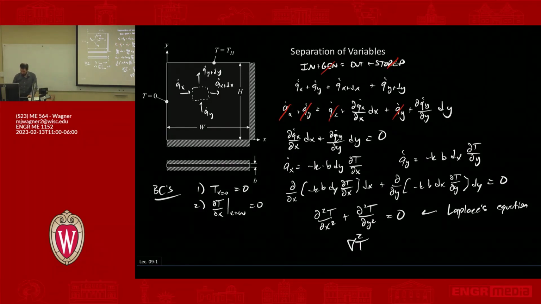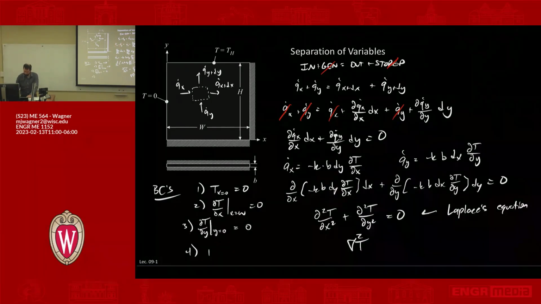Okay, so boundary condition 3. At y equals 0, we have adiabatic, so it's the same thing as 2, but for y. So that would be dT/dy at y equals 0 is equal to 0. And then at 4, we have T at y equals h is equal to T sub h. Four boundary conditions for the ODE, and now we should be good to keep moving.